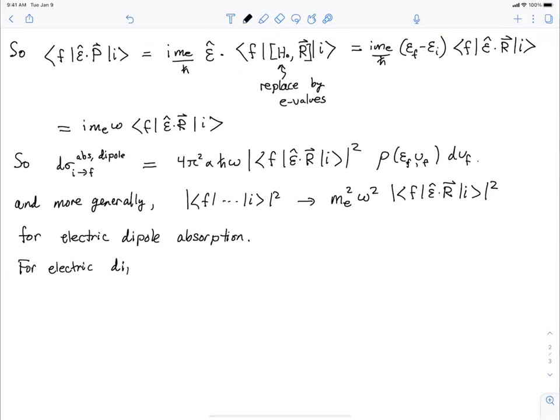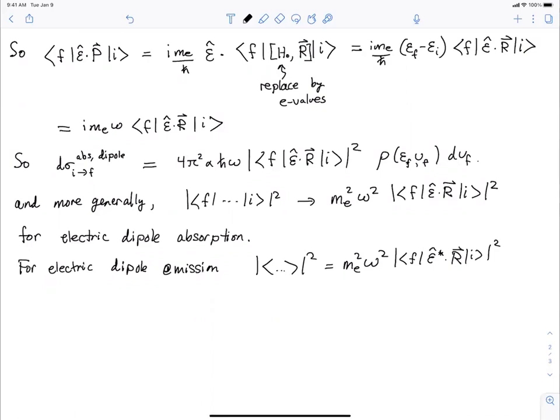you do almost exactly the same thing. It's just that now your polarization vector gets complex conjugated, which is mostly important if you're talking about circular polarization, where the polarization vector is complex.